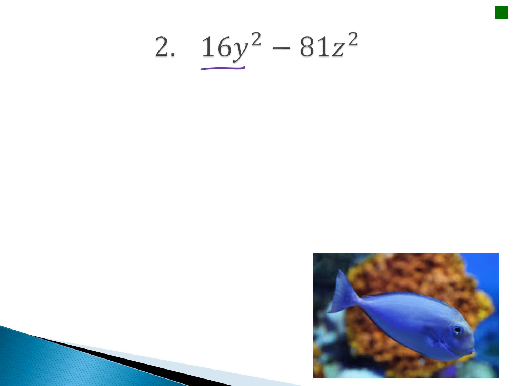Is this a perfect square? Yes. Is this a perfect square? Yes. Is this a minus? Yes. You have to check those three things, okay? So you know it's going to factor into something plus, something minus.